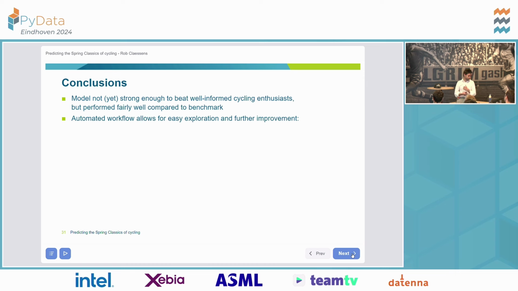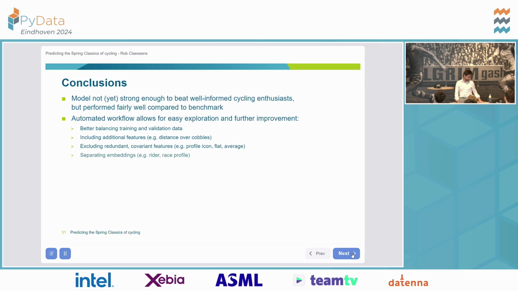And I do have this automated workflow, so I can quite easily explore different options, add new features. I could also maybe fine-tune my workflow a bit in getting better data. Remove some features, and I think there's still more to do. So suggestions are welcome.